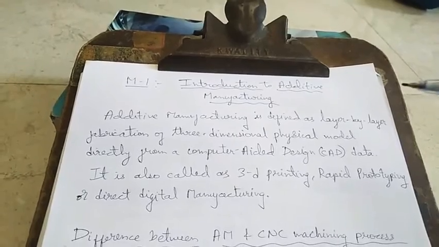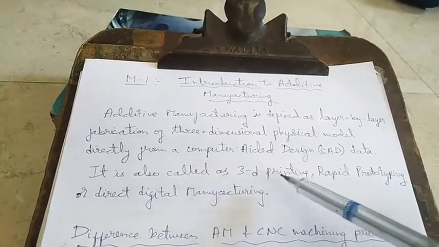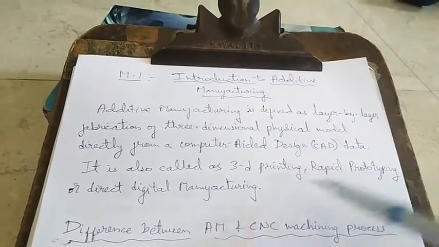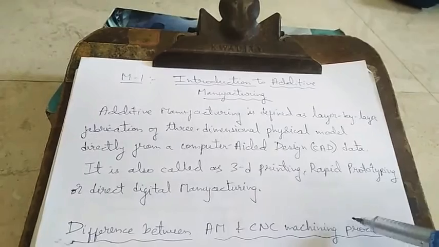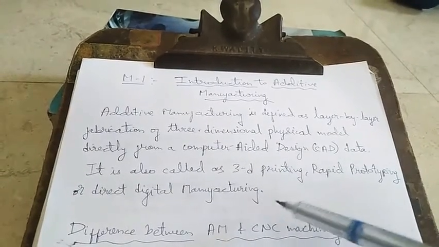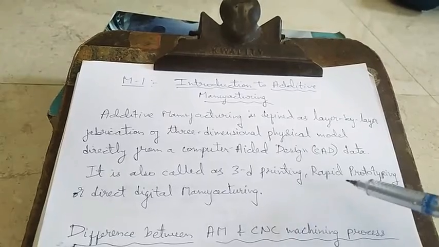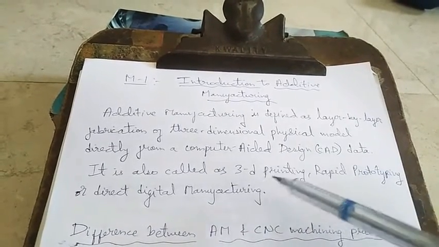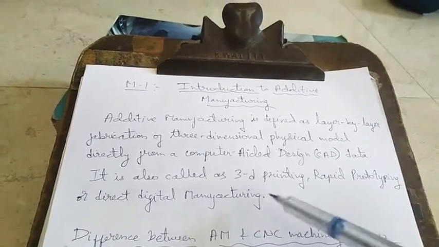It is also called 3D printing or rapid prototyping or direct digital manufacturing. So additive manufacturing has many different names. In different countries they call it by different names: 3D printing, rapid prototyping, or direct digital manufacturing.